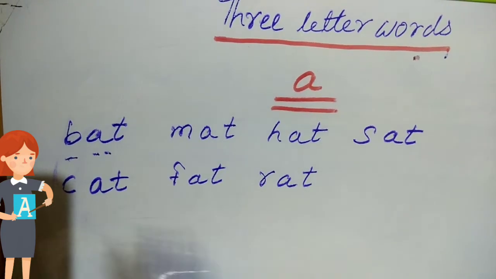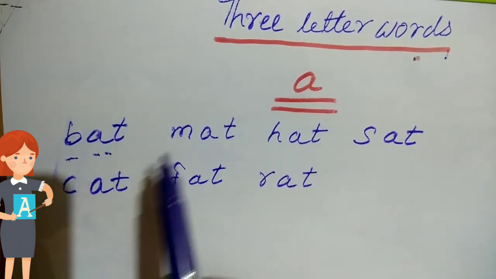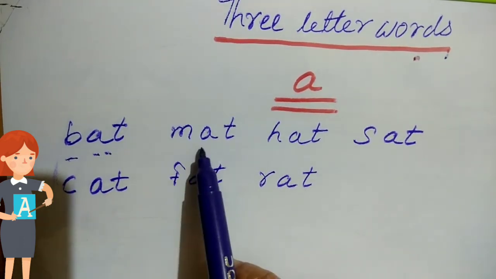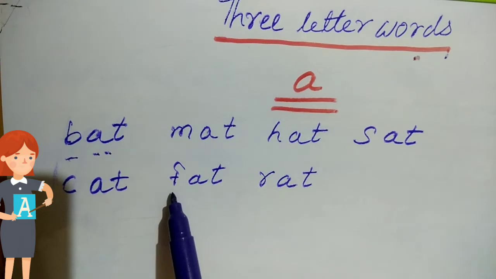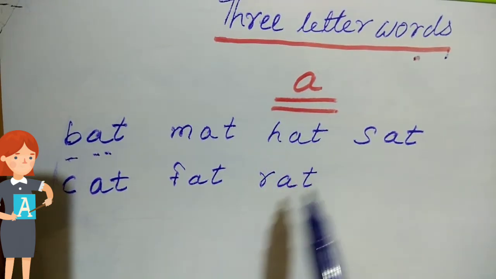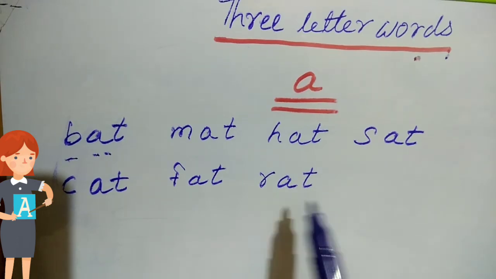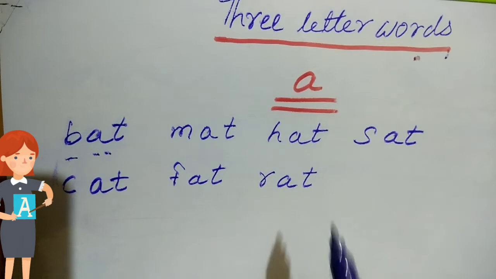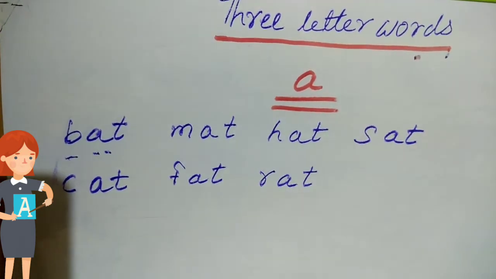Now we repeat: B as in bat, K as in cat, M as in mat, F as in fat, H as in hat, R as in rat, S as in set. Now again, with the help of this vowel A, we can make some other words.